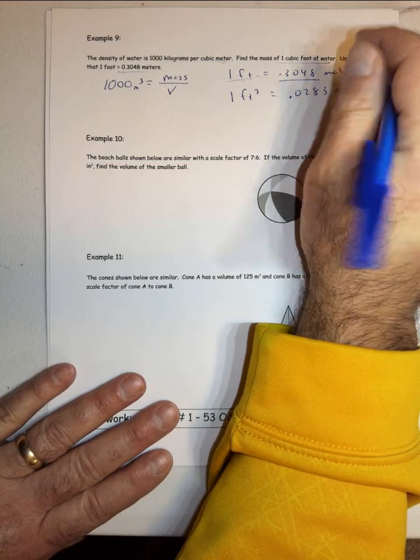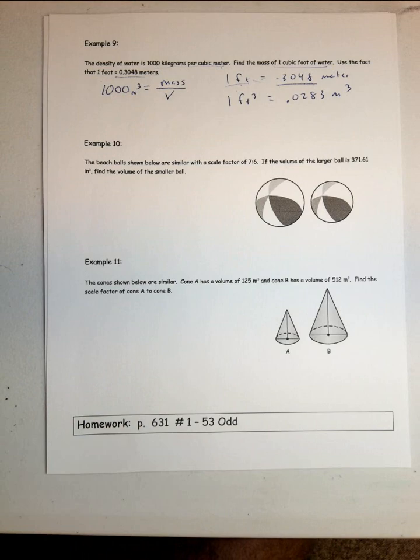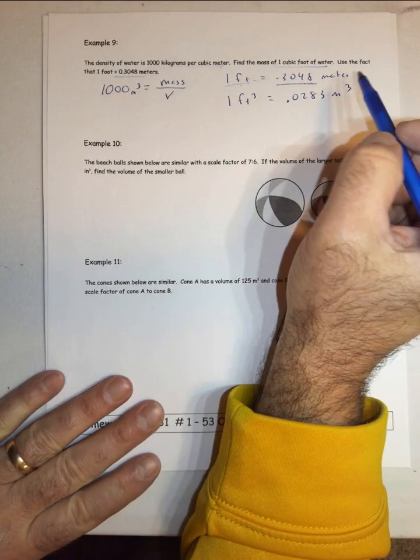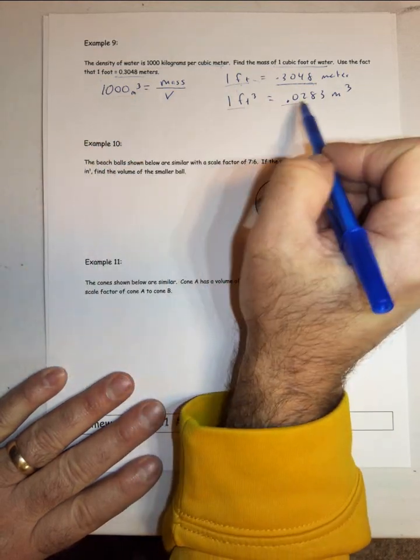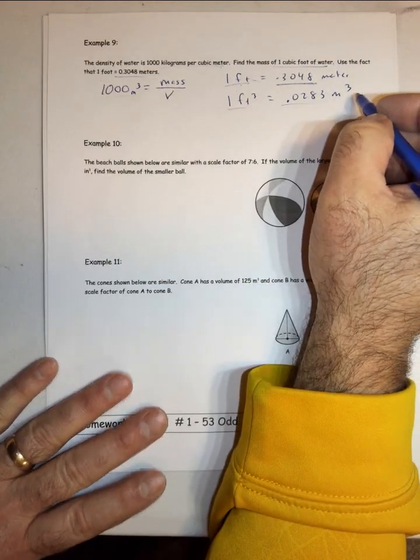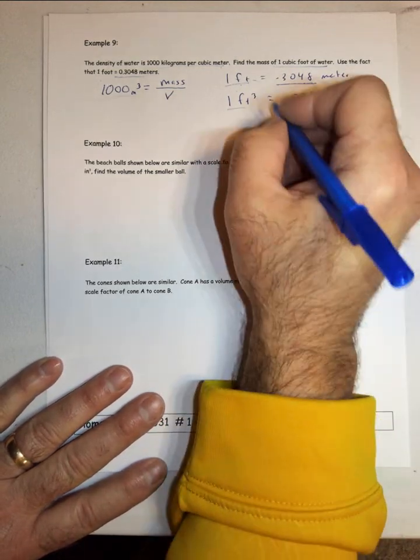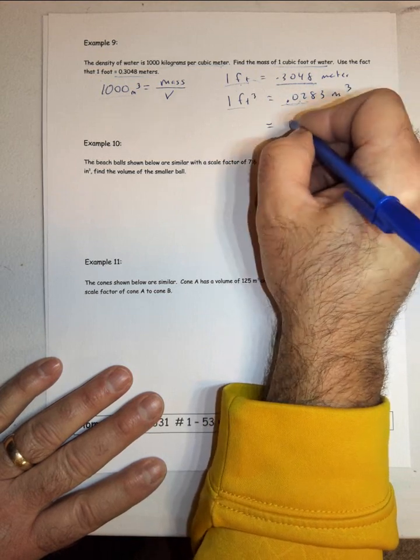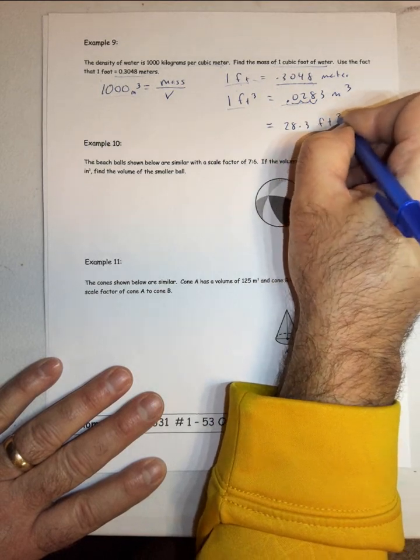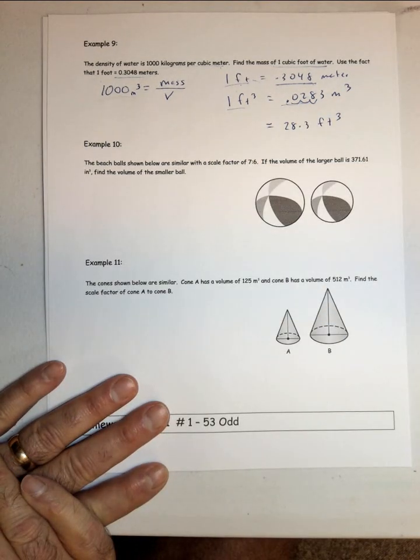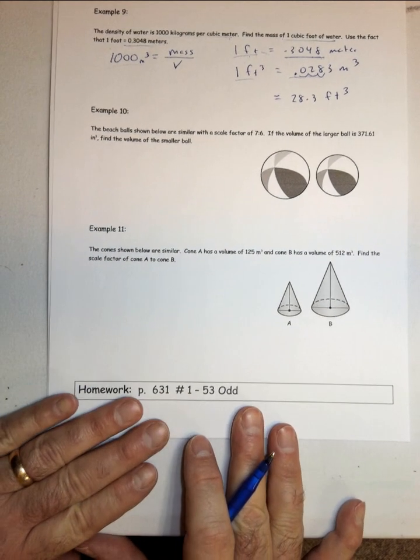0.0283 cubic meters. Oh, it's dark over. That's okay. All right, and so at this point, we know what 1 cubic foot is, and since we have 1,000 cubic meters, right? We're going to go ahead and just multiply this by 1,000, and we have 28.3 cubic feet. Okay, so that was just a conversion problem.